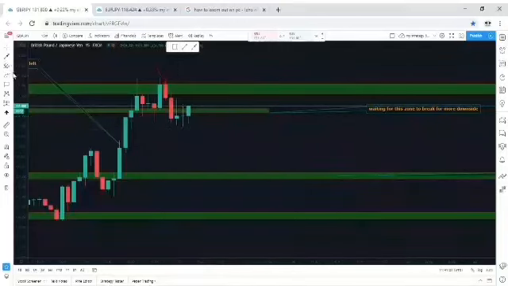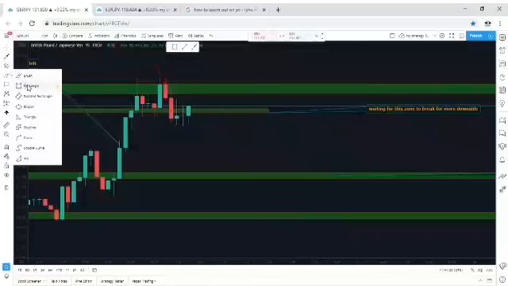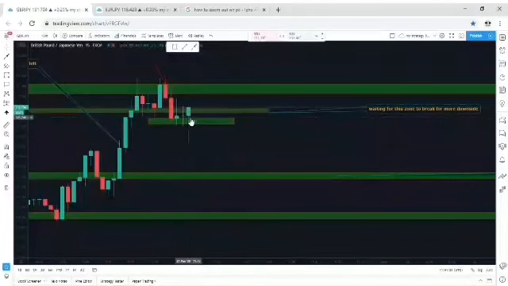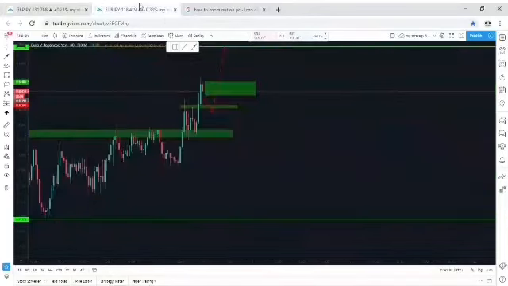So it seems like price is forming a support here, but let's wait and see. We have 3 minutes. Let's see how it closes before we can decide.